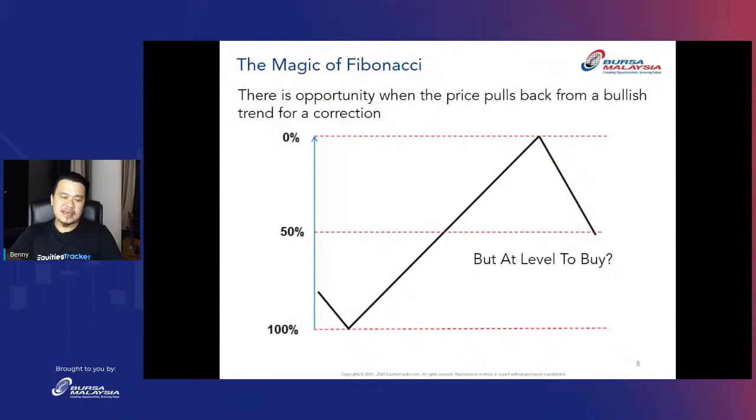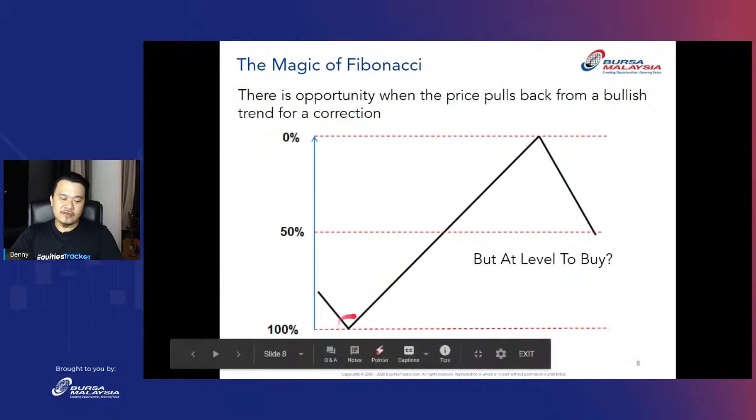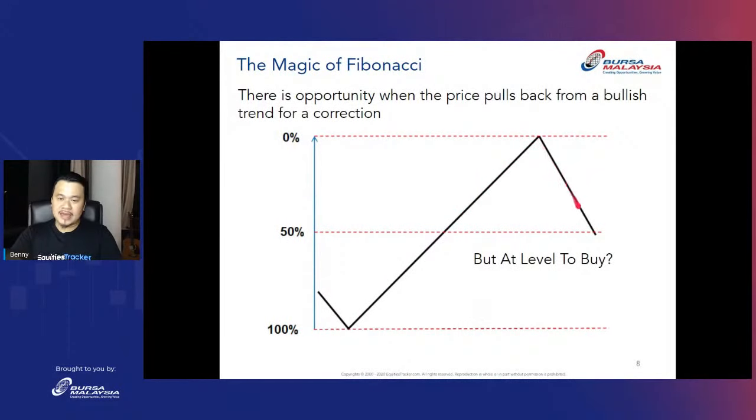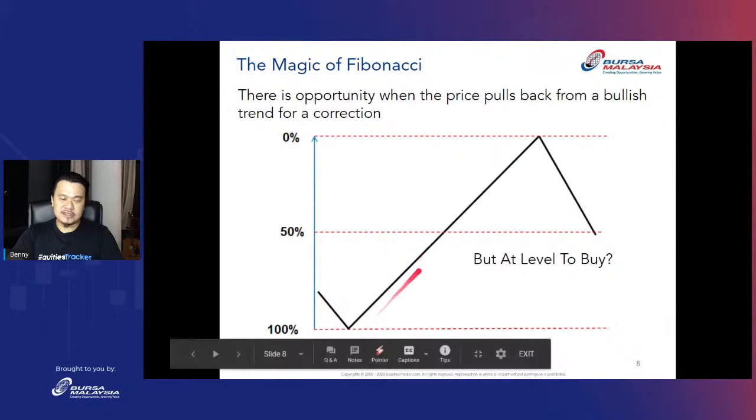For example, let's say the trend starts from here at the bottom and it ends here. Okay, so this is one trend. So if the price, let's say, pulls back to this level, that means it has pulled back or retraced 50% or half of this trend, of this uptrend that we see here.